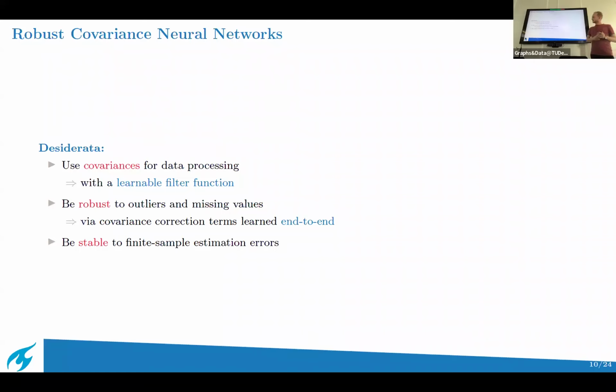So we want to solve these issues. And basically, we want to propose this model, these robust covariance neural networks, to achieve these 3 main desiderata.